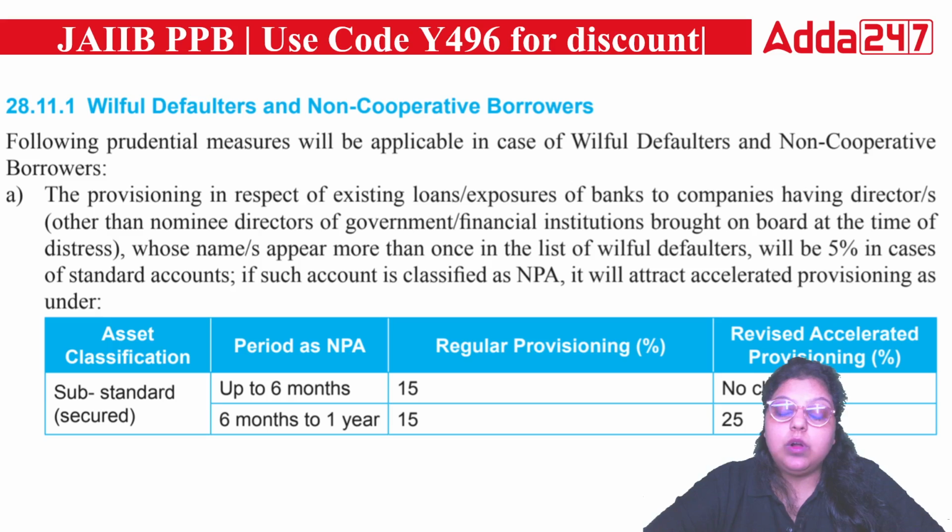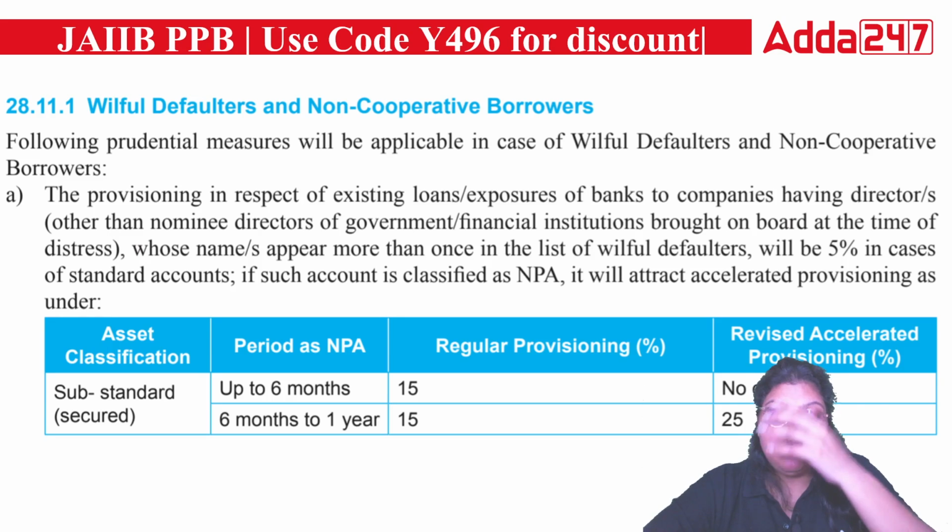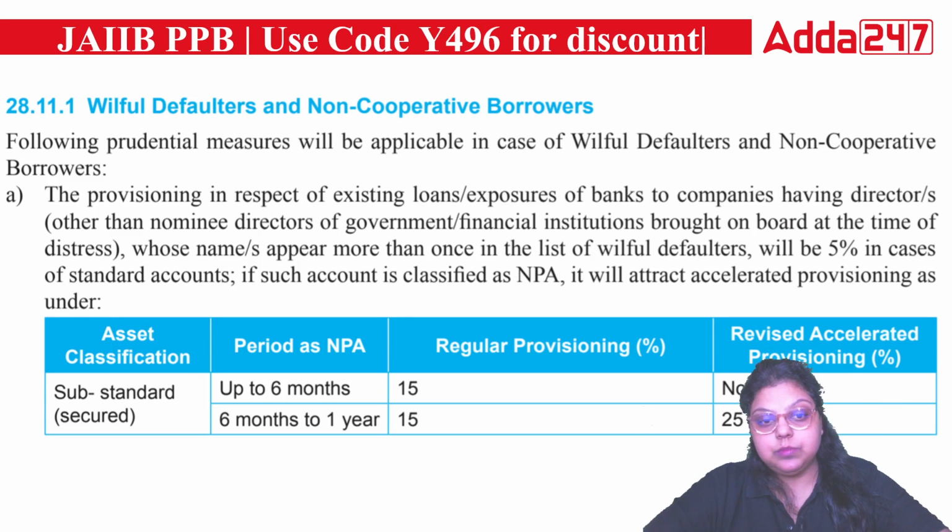Now the willful defaulters, those defaulters who have money but willingly are not trying to make the payment of a bank loan. So willful defaulters and non-cooperative borrowers are there. The provisioning in respect of an existing loan or exposure of a bank to a company having a director whose name appears more than once in the list of willful defaulters will be 5% in case of a standard asset, and if such an account is classified as NPA, the provisioning changes.